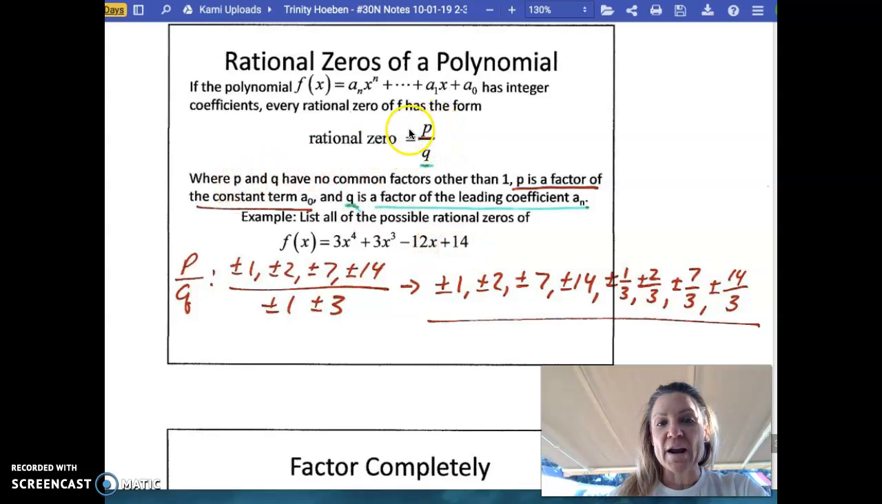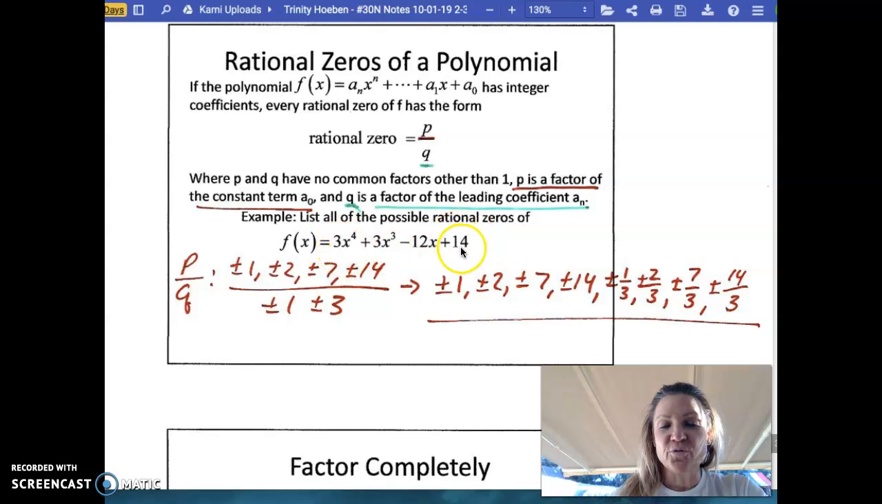going to write a p and a q, where p is the factor of the constant term. The constant is usually the last term if it's in standard form, and it's when you have x to the 0 power, so there's no x here. And q is going to be the factor of the leading coefficient, the first term, as long as your polynomial is in standard form. So make sure it's in the correct form first. Basically p is the last term, q is the coefficient of the first term, and then you're going to list all the possibilities.